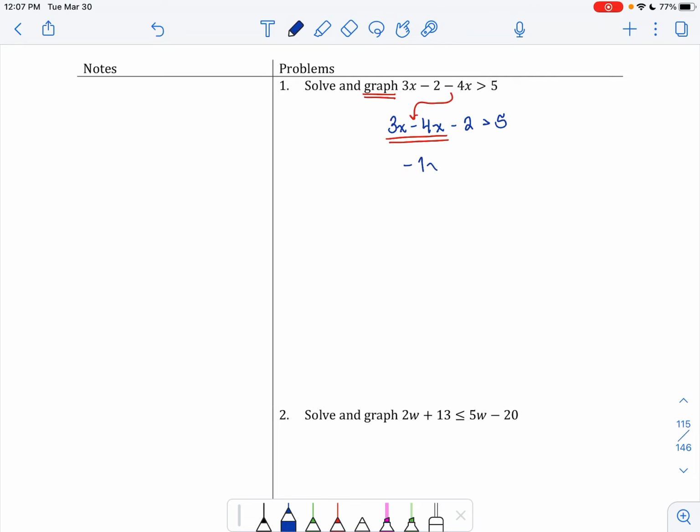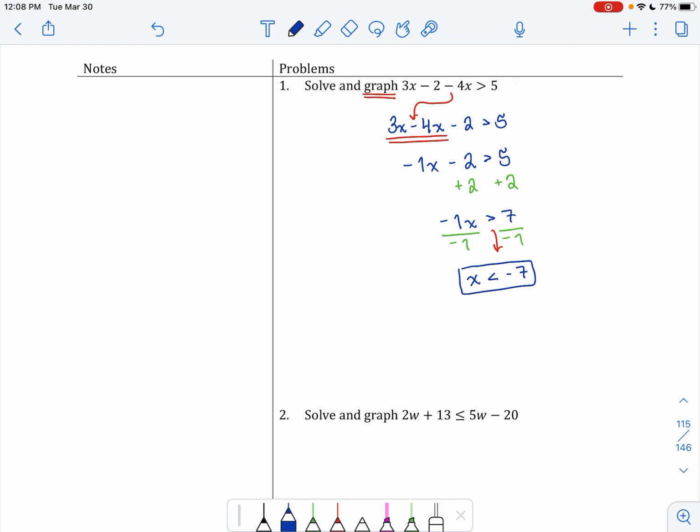3x minus 4x is negative 1x, minus 2 is greater than 5. Then I would add 2 to both sides, which says negative 1x, which are synonyms, is greater than 7. Then I'm going to divide by negative 1. And remember, when you divide by negative 1, you're flipping the sign, because x is positive, less than, and the right side is now negative. So this would be the solution. X is less than negative 7.